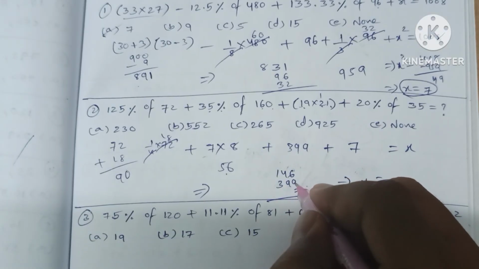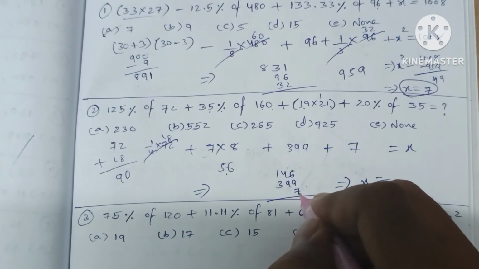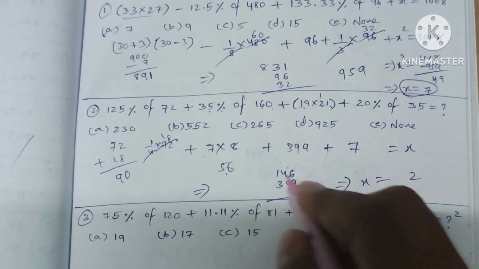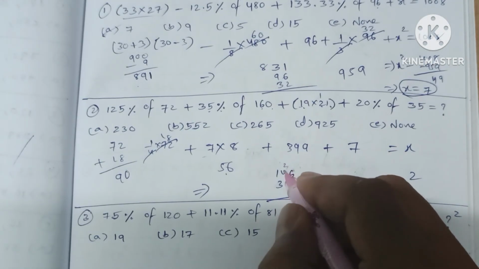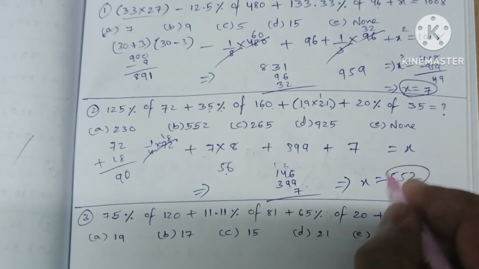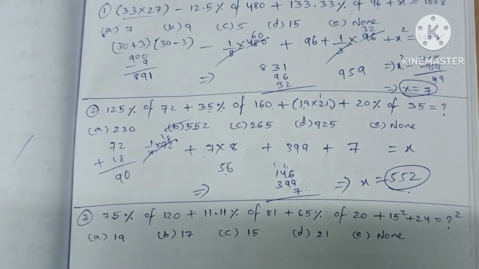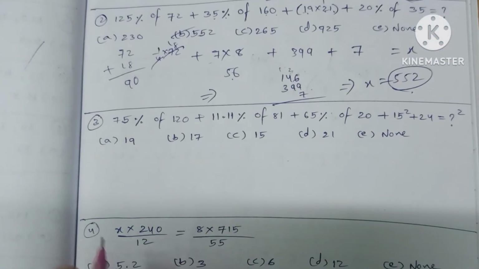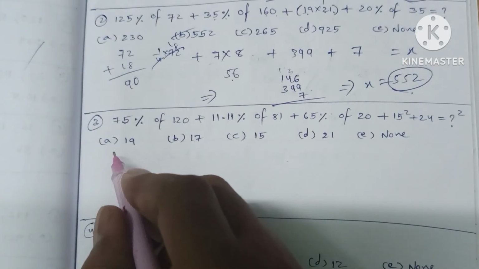So this will be 552 is our answer. Option B. Next, third one.